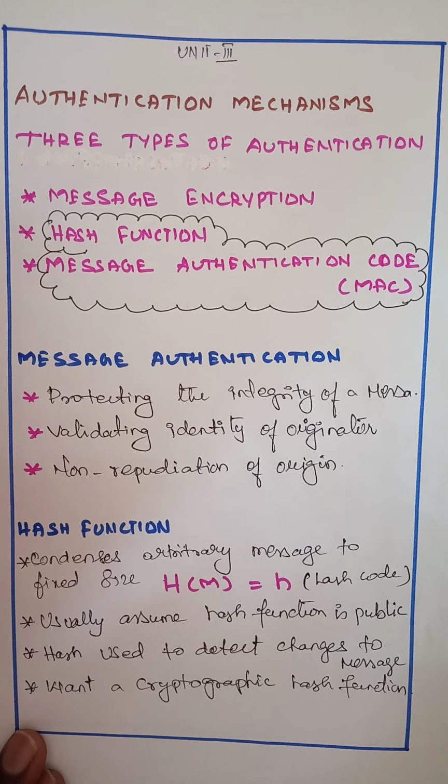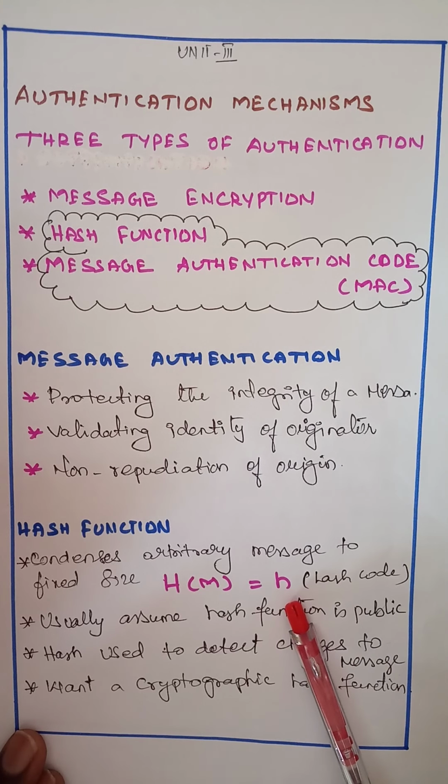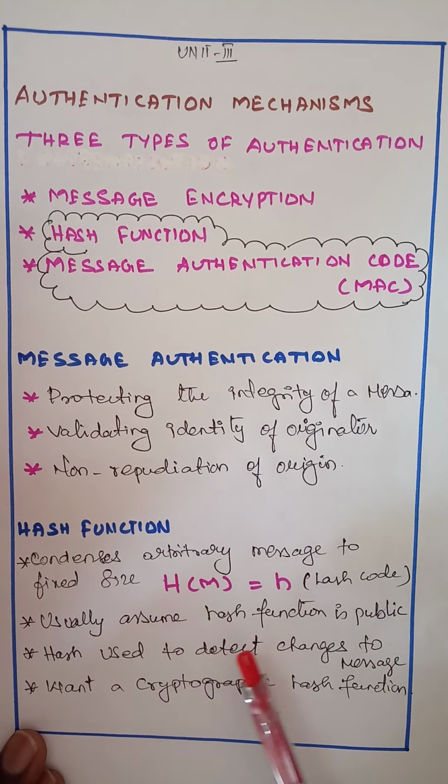Let us discuss how message authentication can be achieved by using a hash function. The hash function maps an arbitrary-length message to a fixed size. For example, M is a message and H is the hash function. If you apply the hash function H on message M, then it will generate the hash code or hash value, small h, which is always fixed length. Usually we assume the hash function is public. Hash is used to detect changes to the message. It requires a cryptographic hash function.